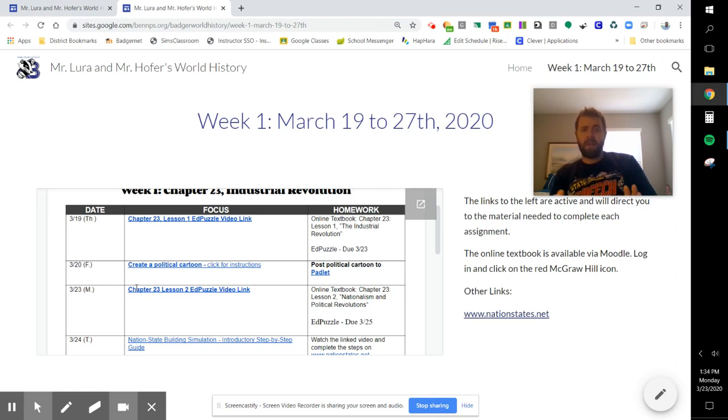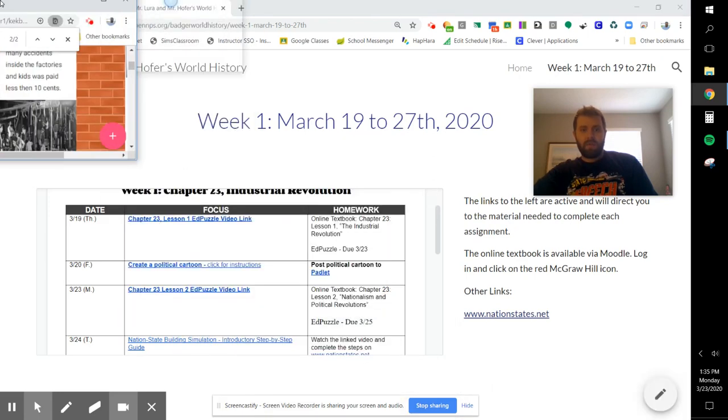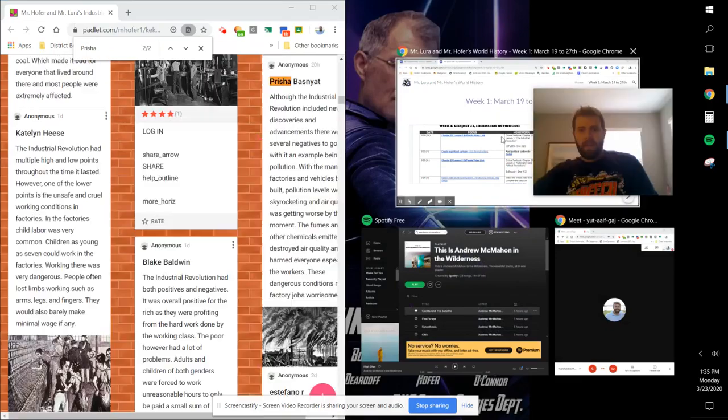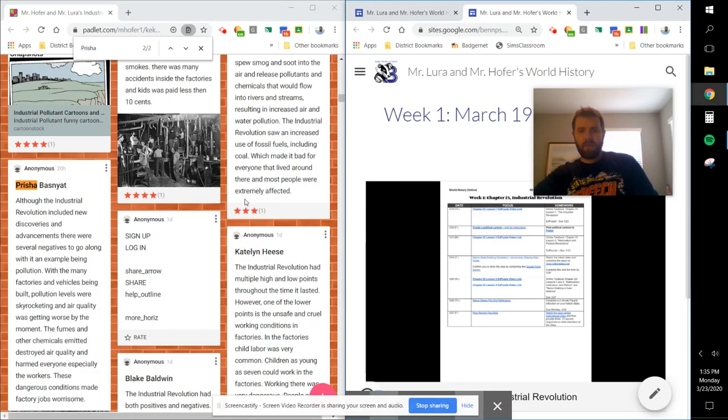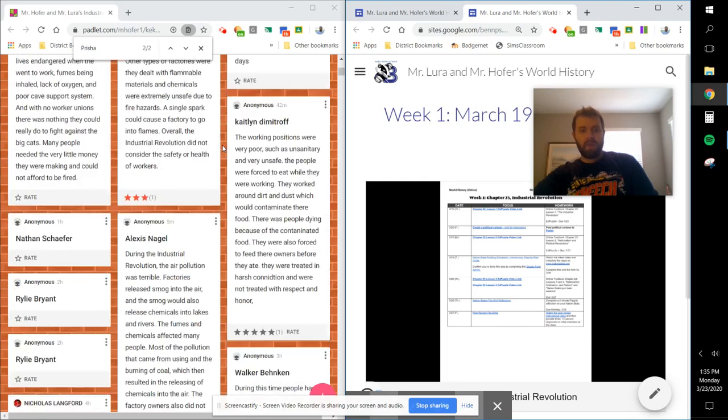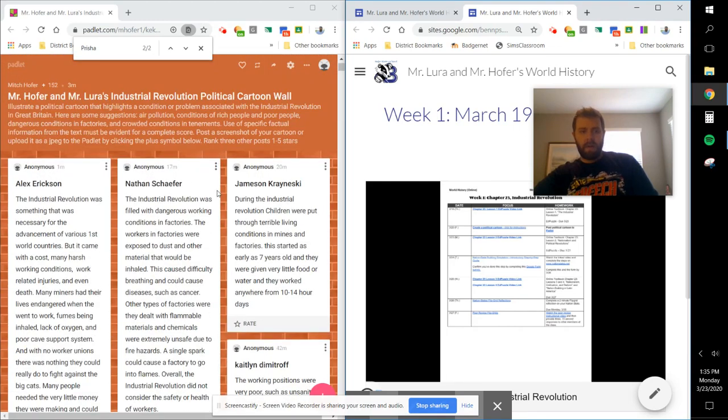You'll see your assignments posted in the usual places, both on Edpuzzle and in Google Classroom. You click the link, and from there on out, it should be pretty seamless. Okay. There were some people that were asking about, oh, do I need a code? No, you don't need a code. The other thing is with Padlet. Okay. Padlet, let me pull that down here, is the application we're using to post our political cartoons about the Industrial Revolution.